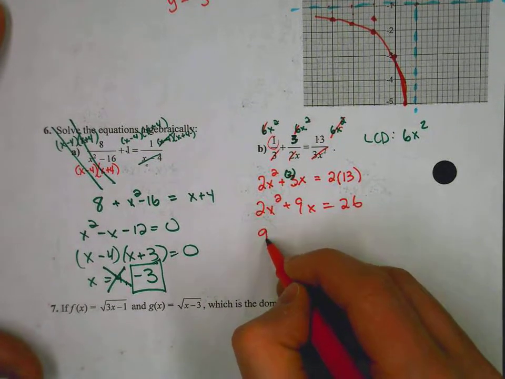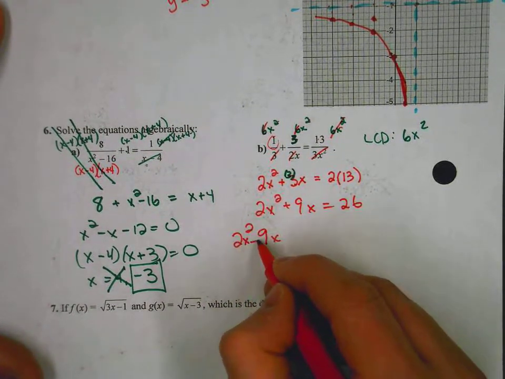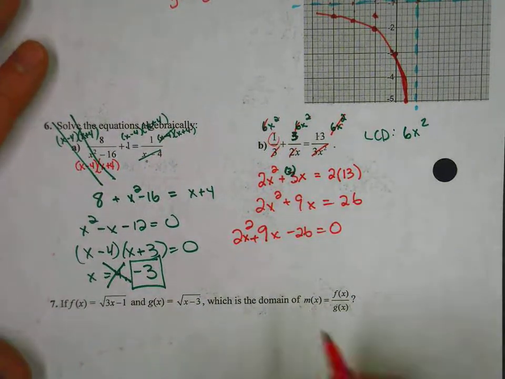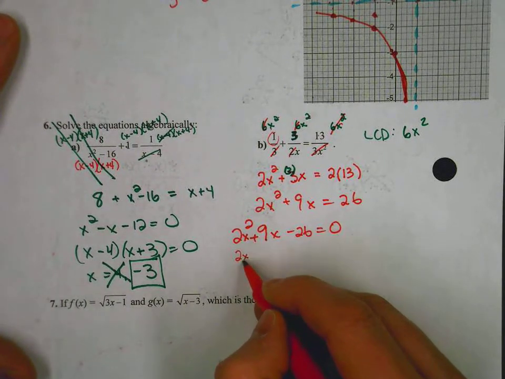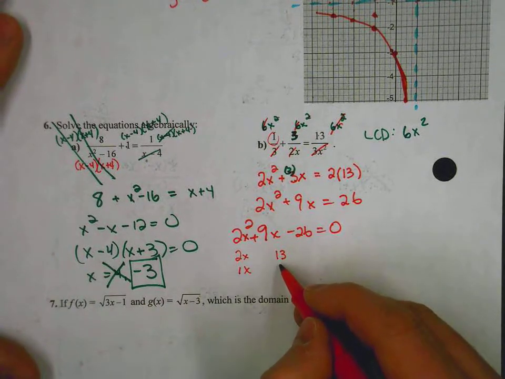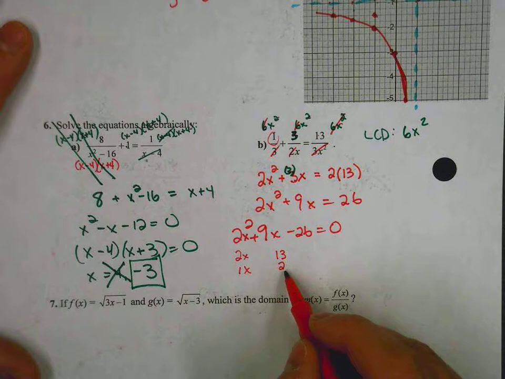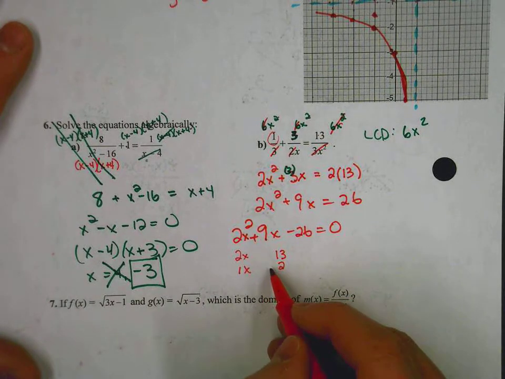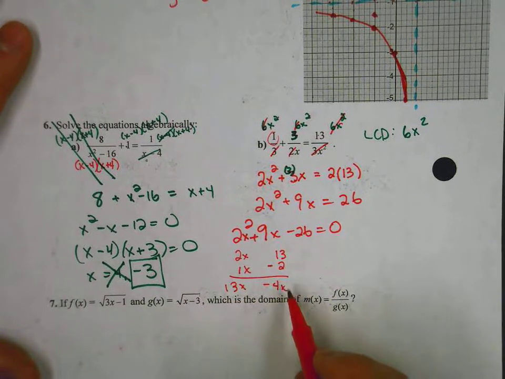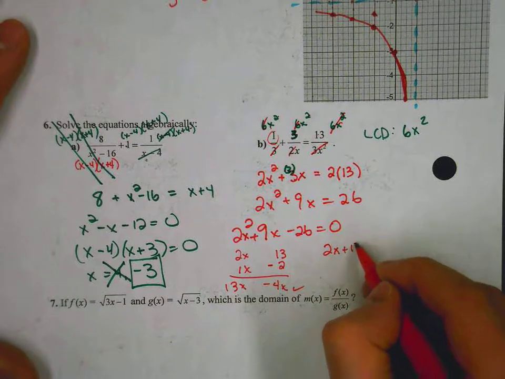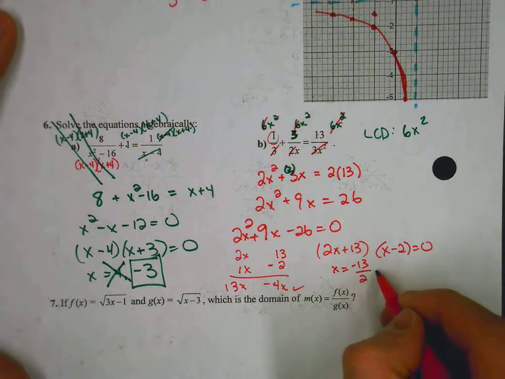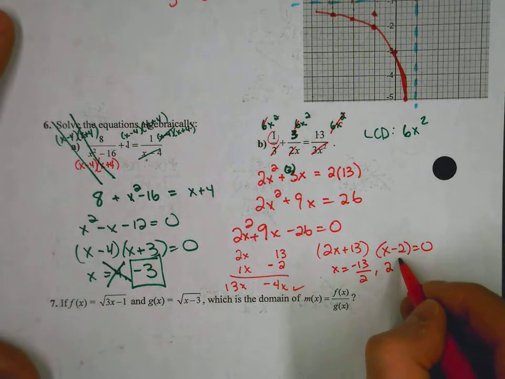Moving it all over to one side, we have 2x squared plus 9x minus 26. Hopefully this factors, otherwise we are in trouble. Let's just see, a 2x and a 1x, 13 and a 2. There's a 4 and a 13. Nice. One of these can be negative. So -4x and 13x subtracts to make a 9x. Good. This factors nicely as 2x plus 13 and x minus 2, giving us two solutions, -13 over 2 and 2. Neither of those are restrictions.